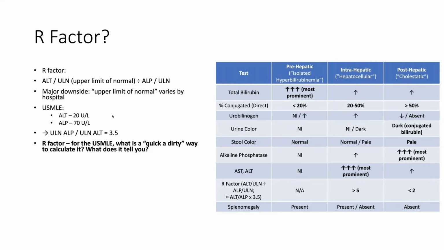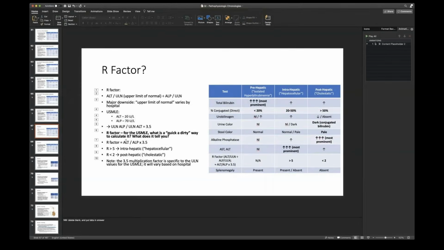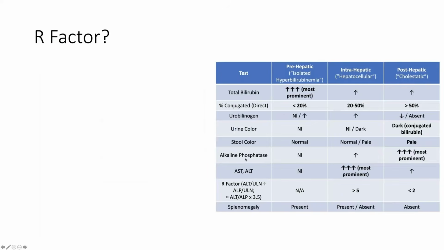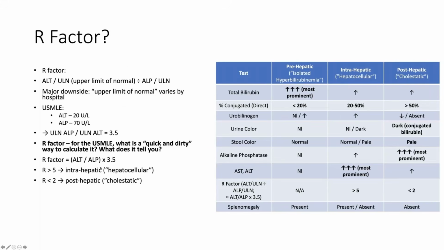ALT by ALP. So R factor is ALT divided by ALP times 3.5. So in other words, all of this times 3.5. This is written with the correct order of operations, but I just want to make this really clear. So in other words, if R is above 5, that tells you that it's hepatocellular. If R is less than 2, that tells you that it's cholestatic. And again, this quick and dirty way really is only USMLE specific. It will vary depending on the hospital.